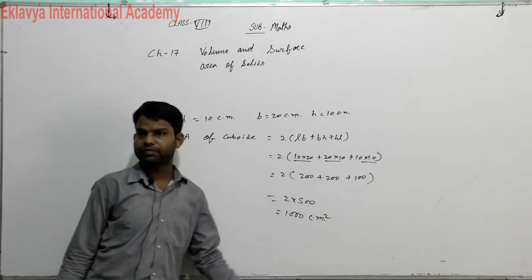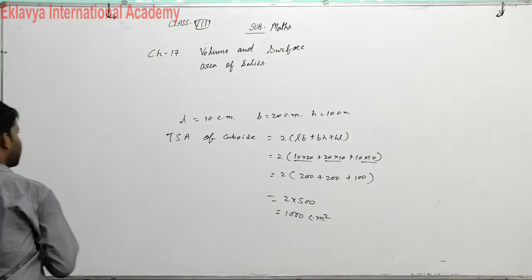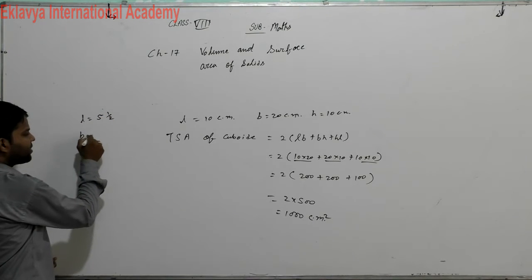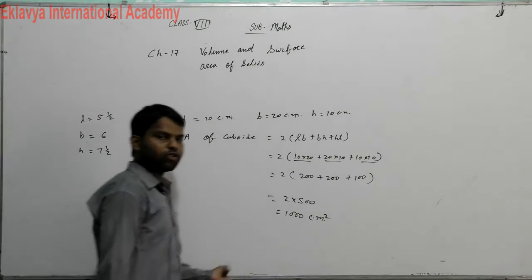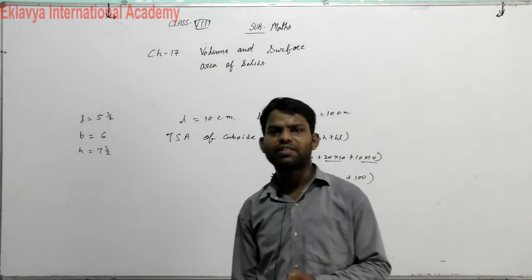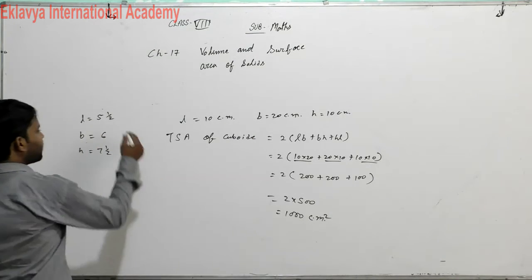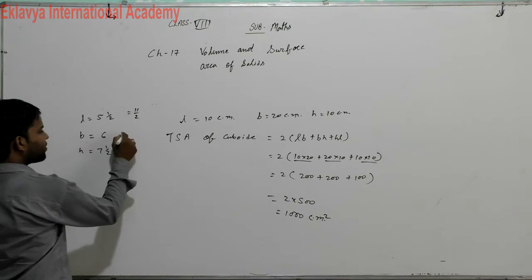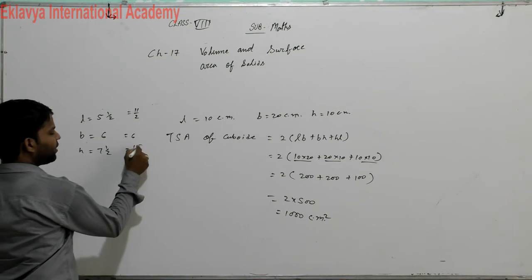Okay students. Now if the dimensions change, like if length is 5 1 by 2, breadth is 6 and height is 7 1 by 2. If the dimensions are given in fractions or mixed fractions, then first we convert these dimensions into improper fractions. How will we convert? See here, 5 times 2 is 10, plus 1, 11 by 2. 6 as it is. 7 1 by 2, 7 times 2 is 14, plus 1, 15 by 2.